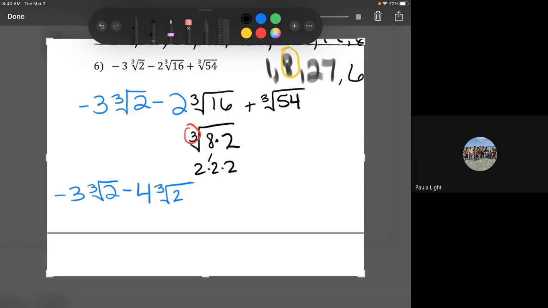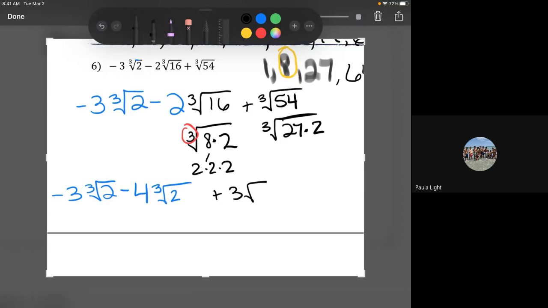All right, so then we do 54. So I'm thinking 27 times 2. So I take my calculator and I go 54 divided by 27 is 2. So I'm going to break this down as the cubic root of 27 times 2 because I know 27 is a perfect cube, 3 times 3 times 3. So guess what? That 3 is going to come on out.